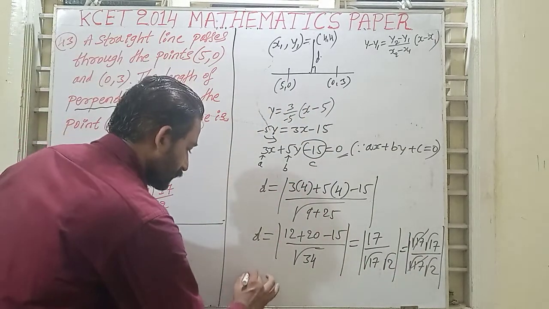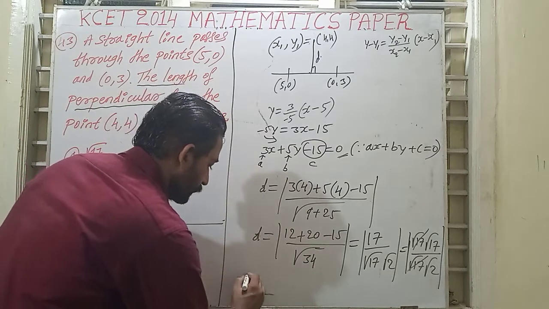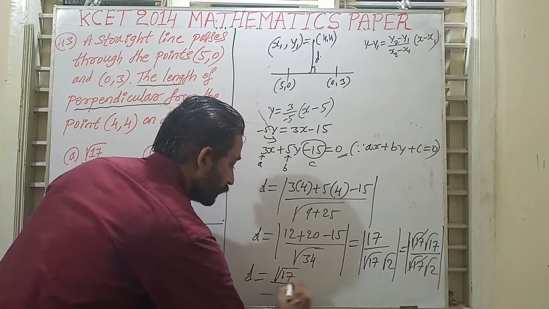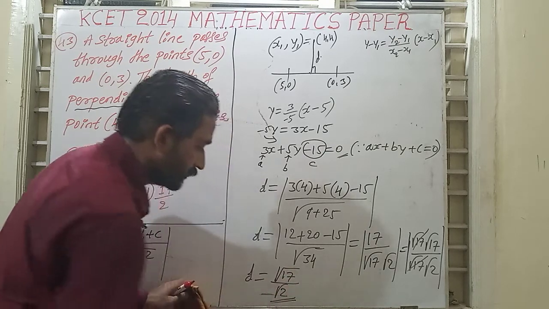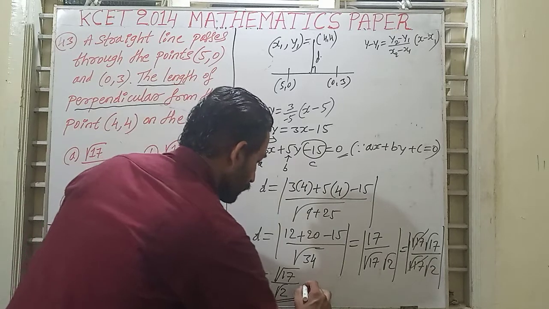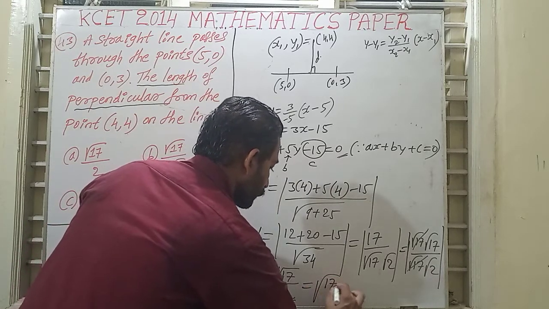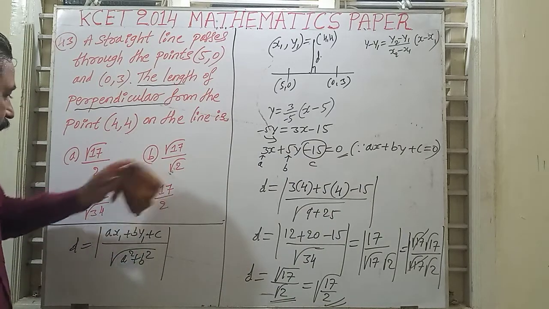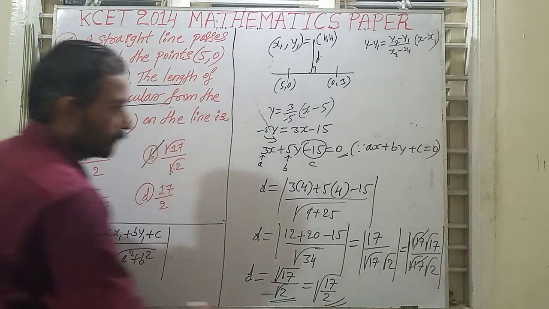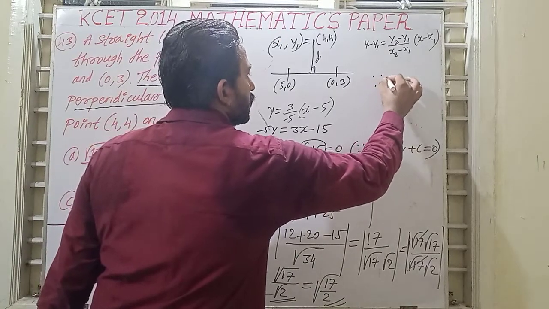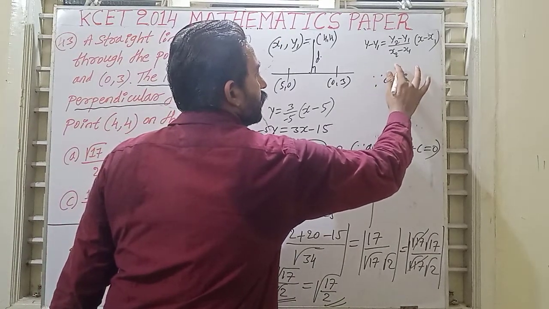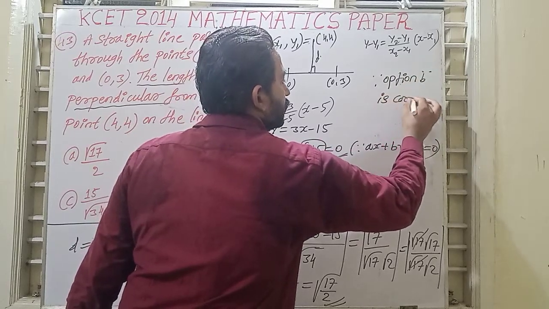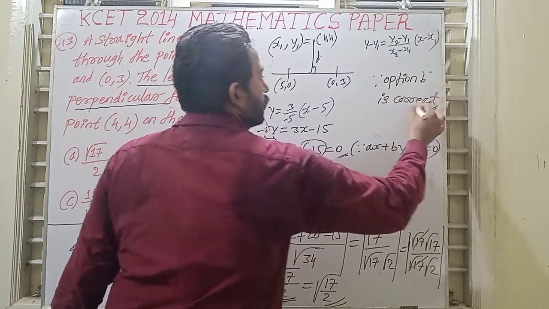So now d becomes square root of 17 divided by square root of 2. So the answer is square root of 17 by root 2, that is 17 by 2. So what is the answer? Option B is correct. Good answer. Take down.